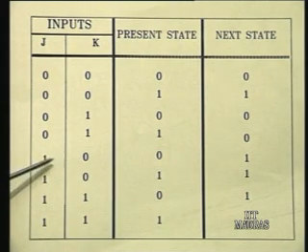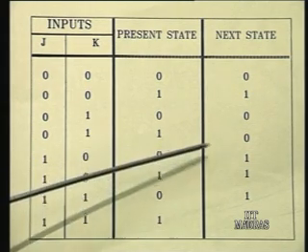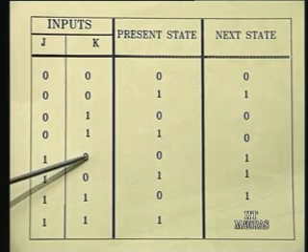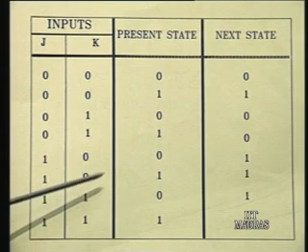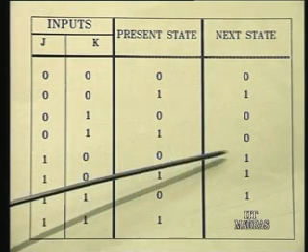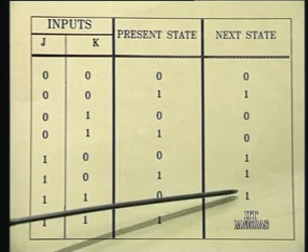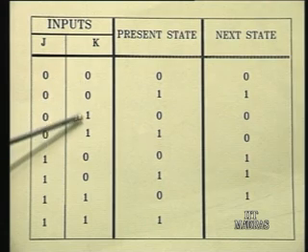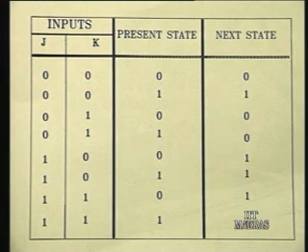When J is 1, right, as long as J is 1, that is here and here, irrespective of whether K is 0 or 1, the present state changes to 1. Agreed? So, actually it does not matter what the value of K is. It only depends on J.